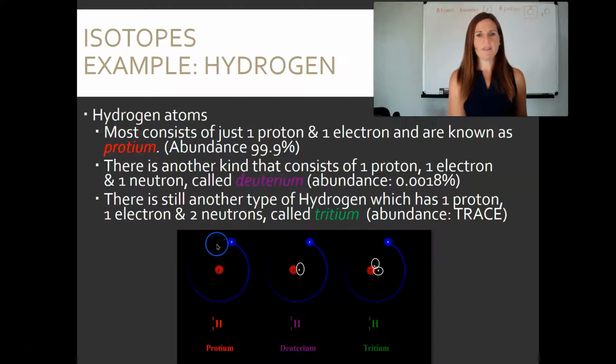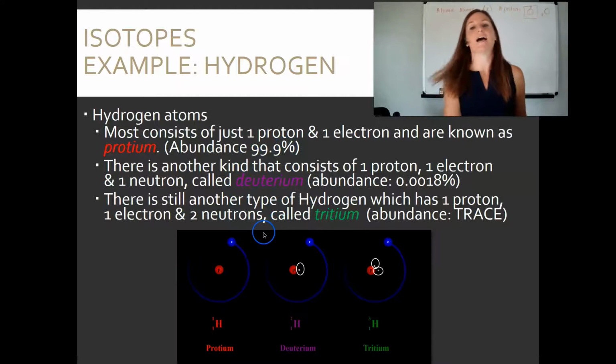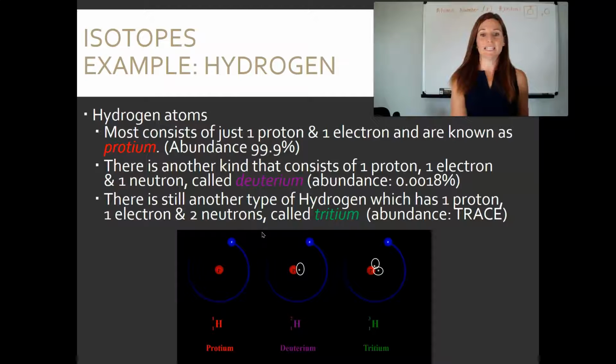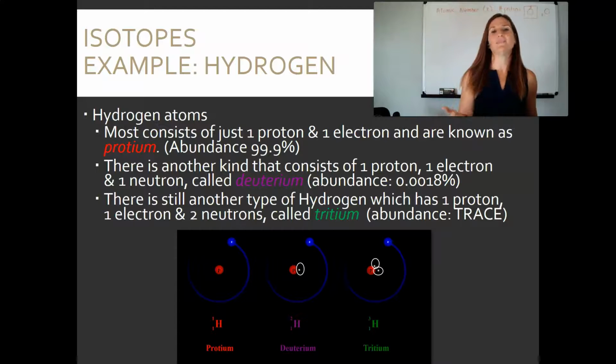So protium, this hydrogen right here with just 1 proton and 1 electron, 99.9% of the time, the hydrogen that you run into is this protium. Only 0.0018% of the time do we find deuterium. And tritium is so rare that we call it trace, which means you can't even give it a percentage number because it's so rare to see it. Doesn't mean they don't exist. They definitely exist. They're around.